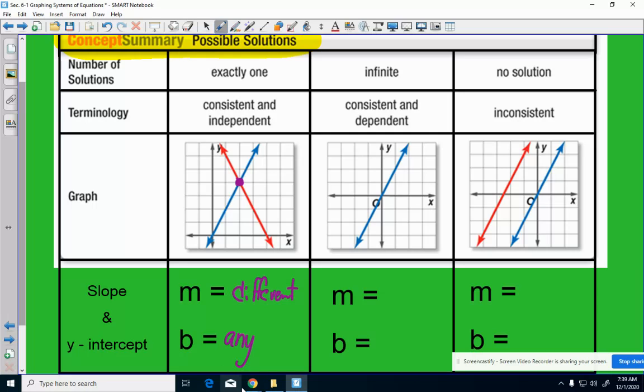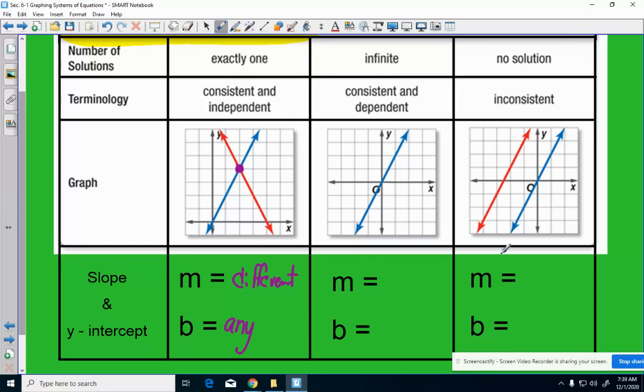Now, if we jump down here to the last one, where it says no solution, it's because our two lines are parallel to each other. If you recall, parallel lines have to have the same slope and a different y-intercept. So if you solved your two equations and saw that they had the same slope but different y-intercepts, then you've got something going on there. In this case, we have parallel lines, which means there would never be a solution that they share in common.